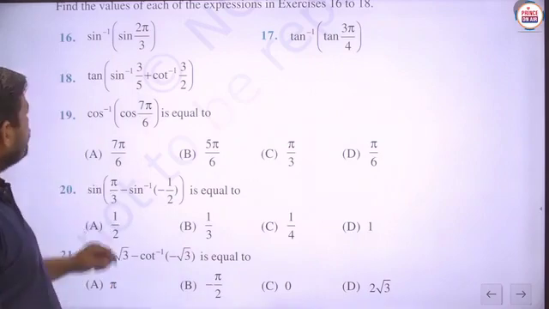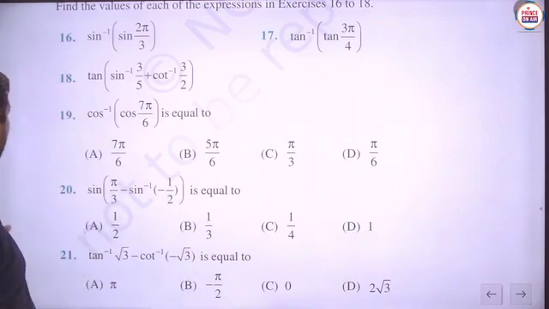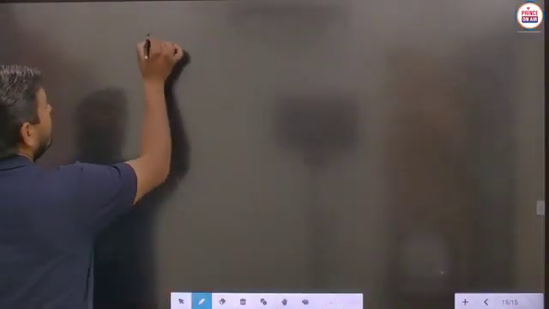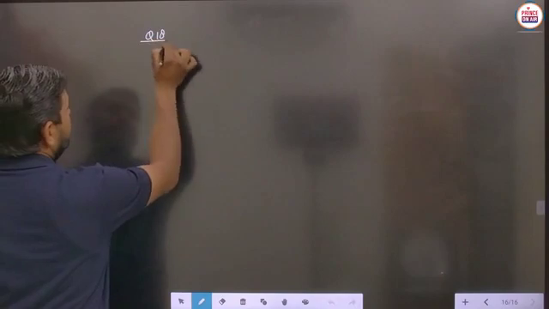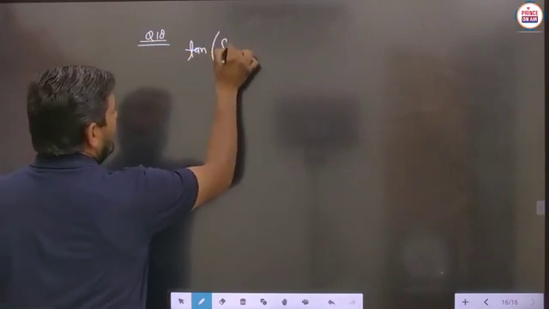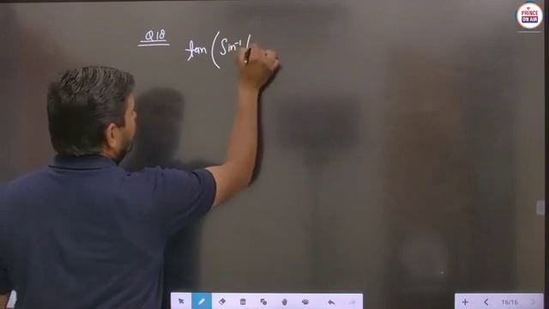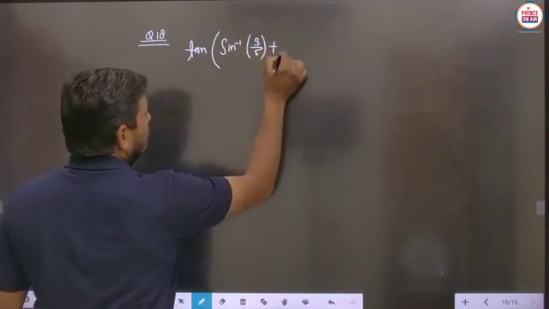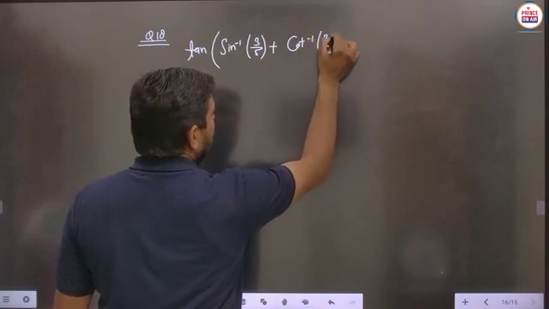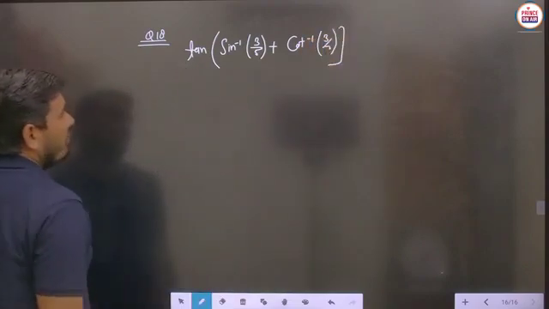So next, question number 18 we will take here: tan of sine inverse 3 by 5 plus cot inverse 3 by 2. We have to just write the question. We have to find the value of this part.